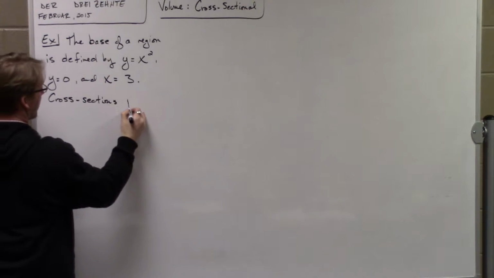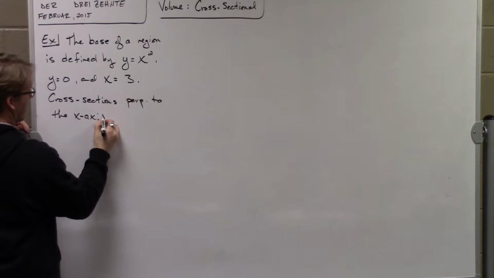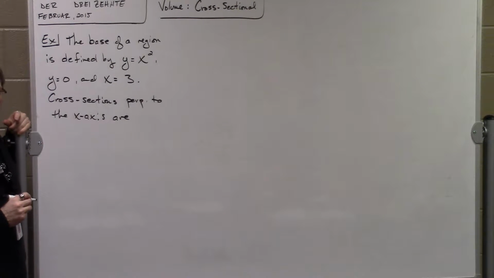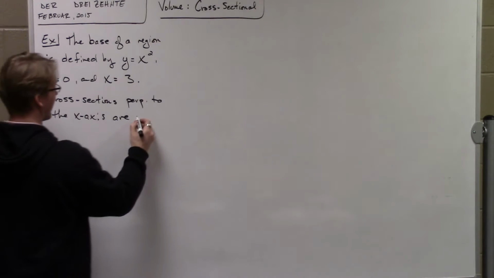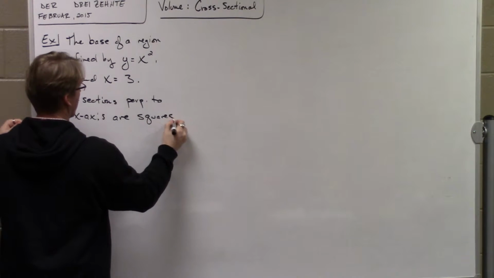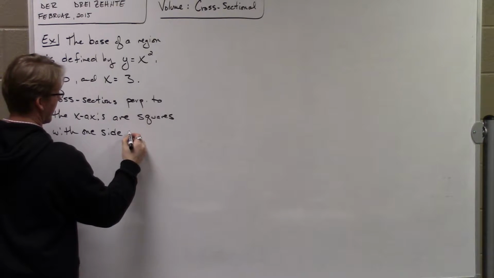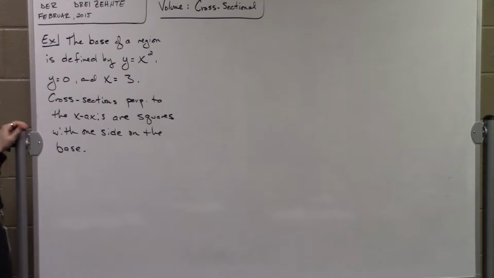Cross sections perpendicular to the x-axis are, what shape would you like? Give me a shape. Don't say octagon. Squares. All right, are squares with one side on the base. This is a classic setup. That's confusing, let me draw the picture.